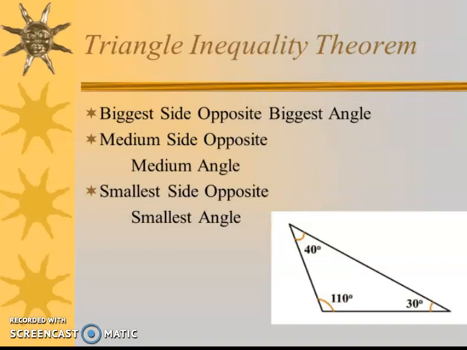Now, when we say opposite from it, if I start with my biggest angle here of 110, and I will put letters here to help, AB and BC make up angle 110. So for me to know which side is opposite it, it's the side that connects my 2 points. So I'm going to go directly across. In this case, my biggest side is AC. It's across from my biggest angle.